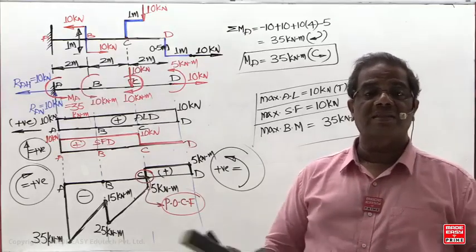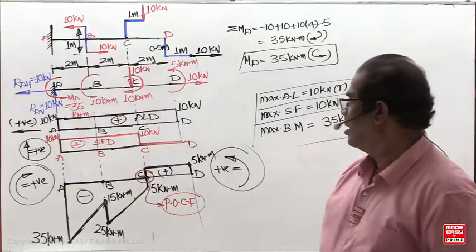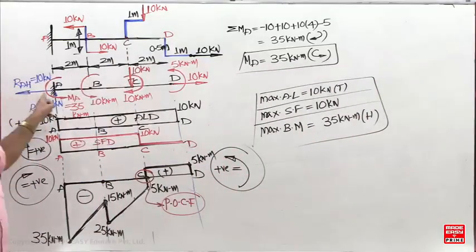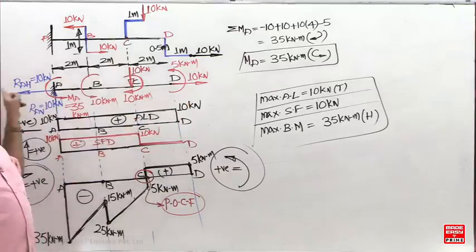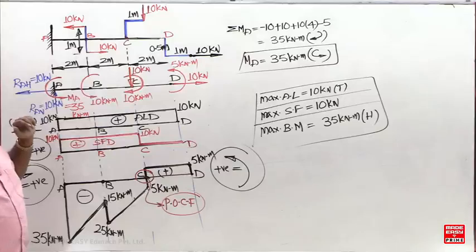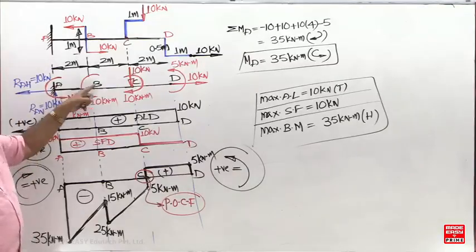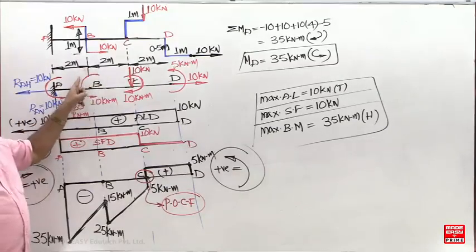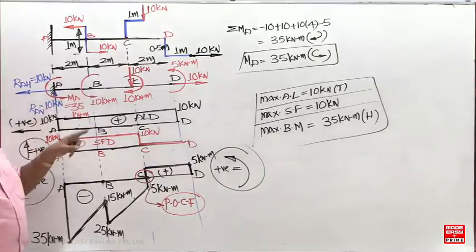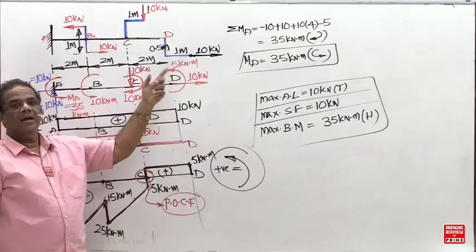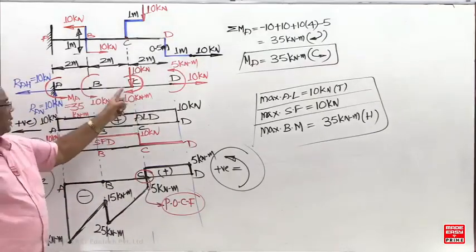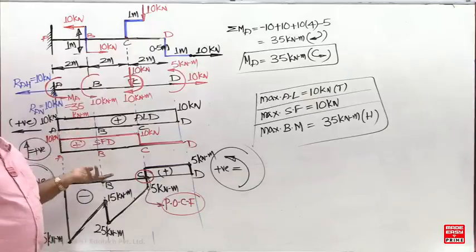Sigma V equals 0, sigma H equals 0, sigma M equals 0. You can see it now. Sum of the horizontal force is 0: 10 towards right, 10 towards left. 10 downward, 10 upward, 0. Now calculate the sum of the moments. 10 anti-clockwise, 35 anti-clockwise, means 45. And this 5, so anti-clockwise you are getting minus 50. And clockwise 10 into 4, 50. Sigma M is 0.